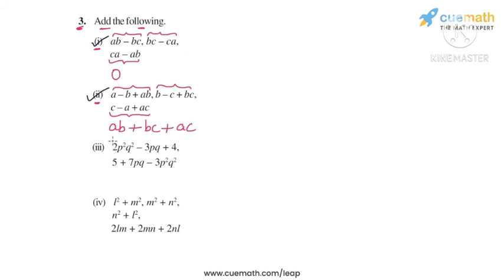Now we come to part 3, in which the two expressions are 2p square q square minus 3pq plus 4, and then 5 plus 7pq minus 3p square q square. So these two expressions we will write in separate rows such that the like terms are written one below the other. Okay, so let's do this. So the first expression is 2p square q square minus 3pq, and then we have a plus 4. So this is the first expression, and then we will add the second expression to this.